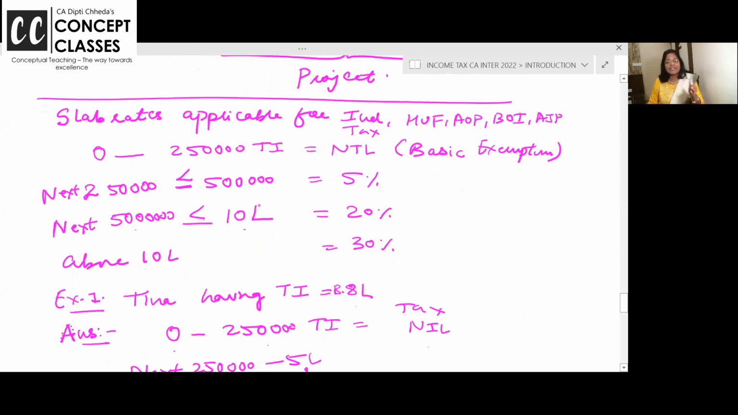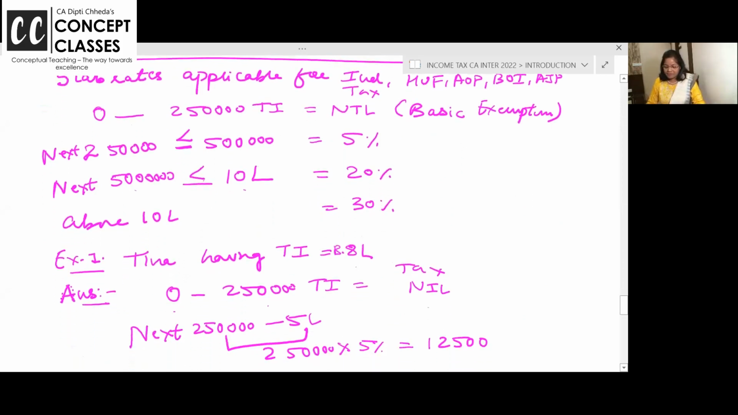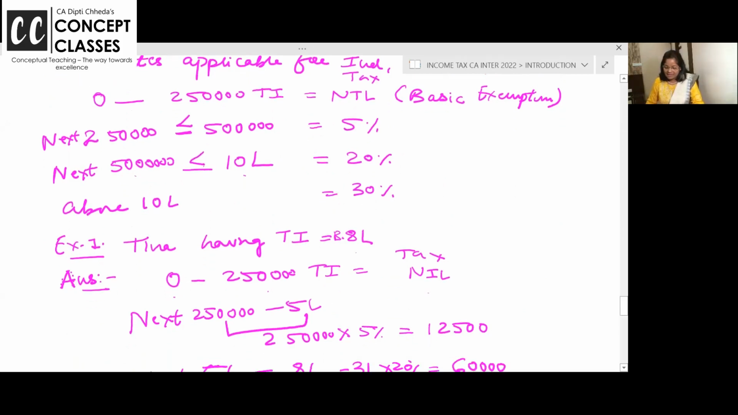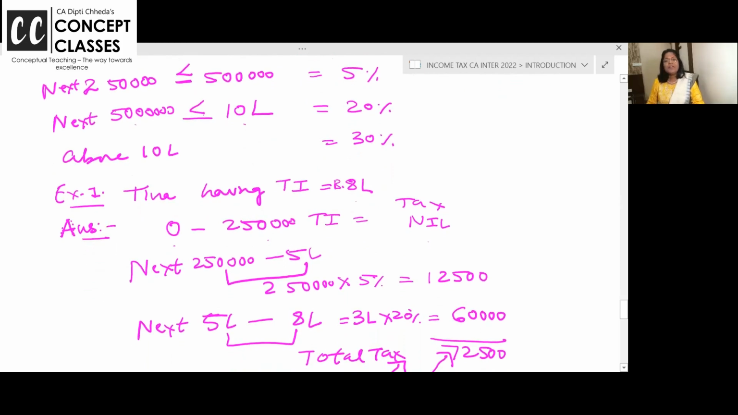2,50,000 to 5 lakhs, so on the next 2,50,000, 5%. 5 lakh to 10 lakh, 20%. Above 10 lakhs, 30%. Is this clear? Slab rates. How many of you are clear that now we don't have to refer to the slab rate, ma'am? It's fitted in our mind.